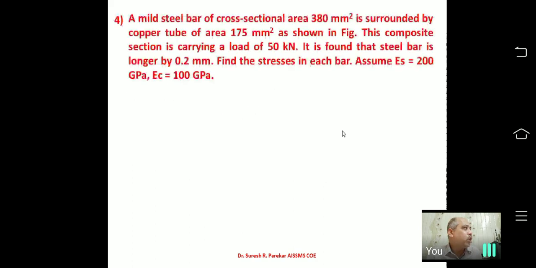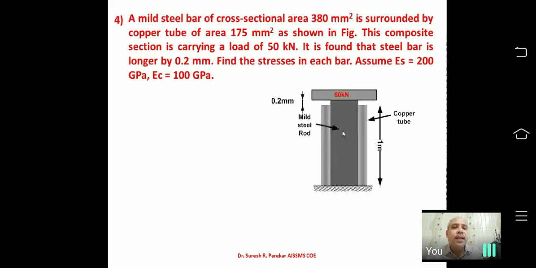So now in this fourth problem, we are given a composite bar. In this composite bar, we have a steel bar which is inside and which is surrounded by a copper tube. Now just see, the formula we are using again is delta L equal to PL upon AE. Now the length difference between mild steel and copper is 0.2 millimeter.